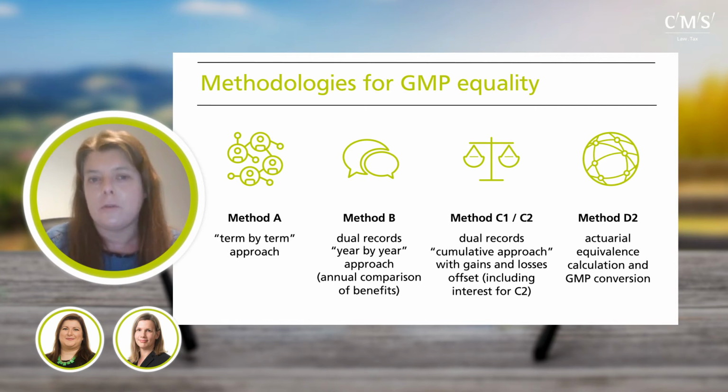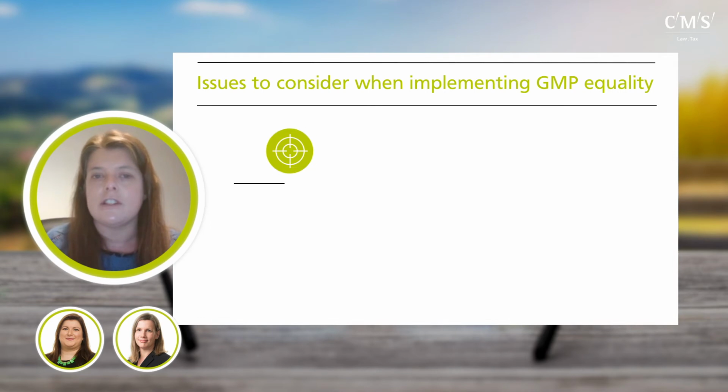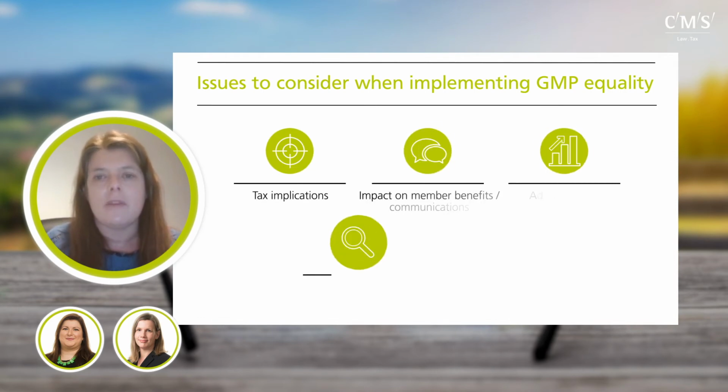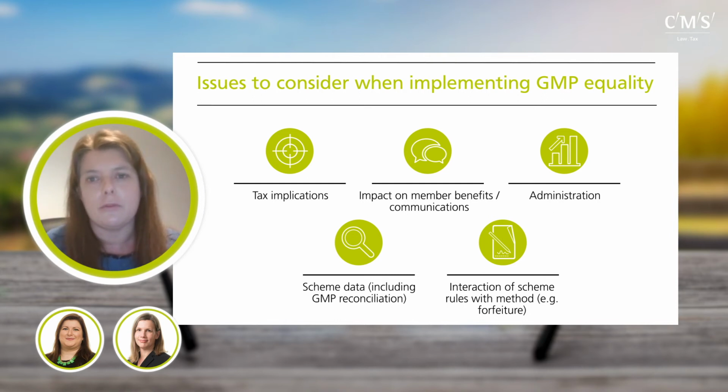Now that we've gone over each of the possible methodologies that the trustee could adopt, let's look at some of the points that will factor into the trustee's decision-making on which approach to take and how to plan for the wider project. The first consideration, as we have touched on, is that all methods other than method C2 require employer agreement. Therefore, it is important that trustees involve the scheme employer from the early stages of the project so it can gauge its preferred approach.